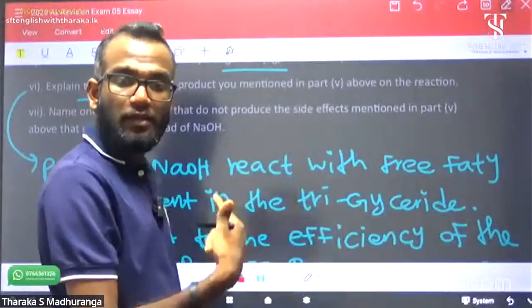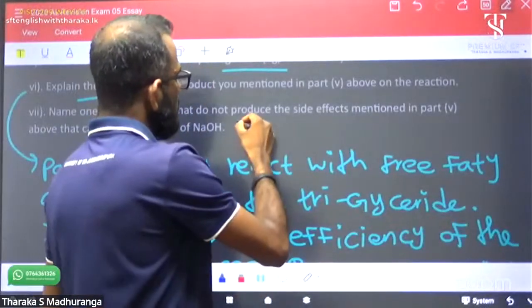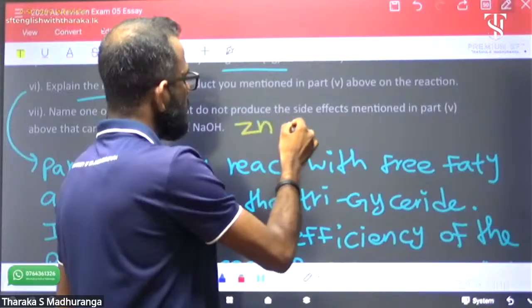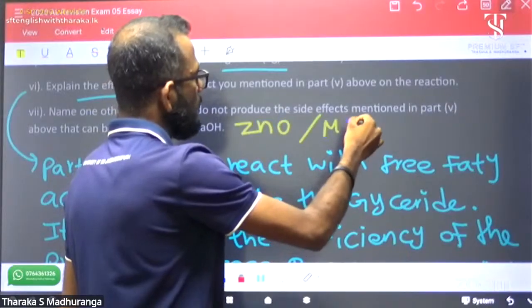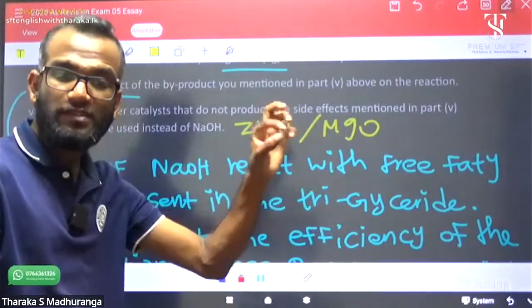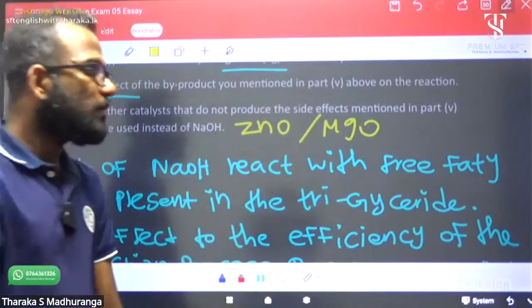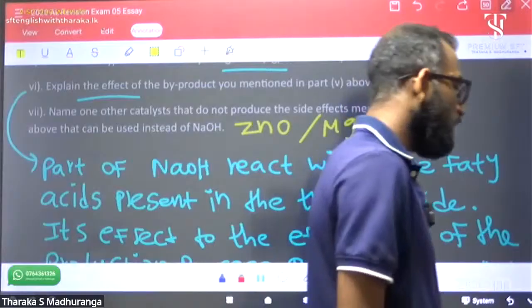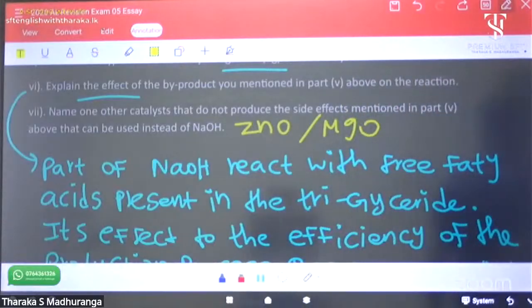What are the main heterogeneous catalysts? Zinc oxide and magnesium oxide are the heterogeneous catalysts. They are solid powders. That's why we call them heterogeneous catalysts. Sodium hydroxide is an aqueous solution. Zinc oxide and magnesium oxide.